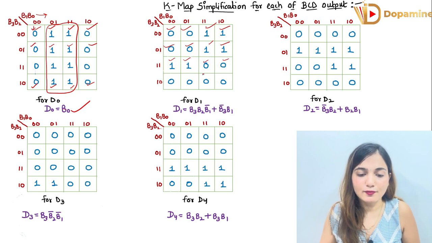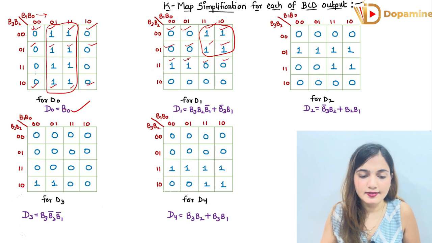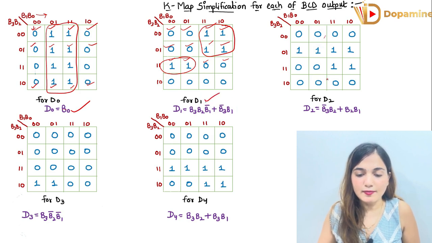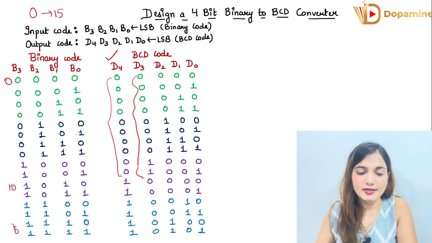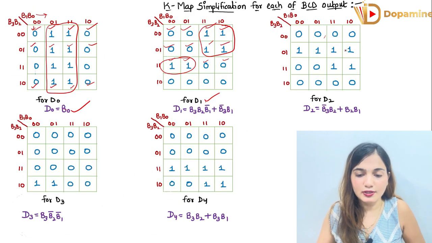So now you have to make the grouping. Here you can directly see this is a quad and this is a pair. This pair is represented as B3, B2, B1 bar, and this quad is represented as B3 bar, B1. So this is how you get the simplification for D1. Now similarly you are going to put D2, D3 and D4 from this BCD code table into this K-map.